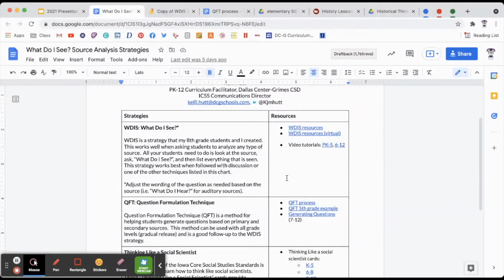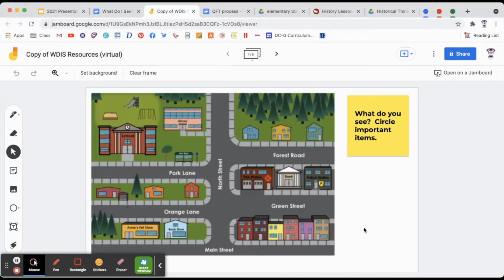So what we're going to do is I'm going to open up this virtual resource for the WDIS strategy and demonstrate how I would go about working with this with my students. So this first example here is one that works well for kindergarten or first grade. And as you can see, the source that I provided is a map.